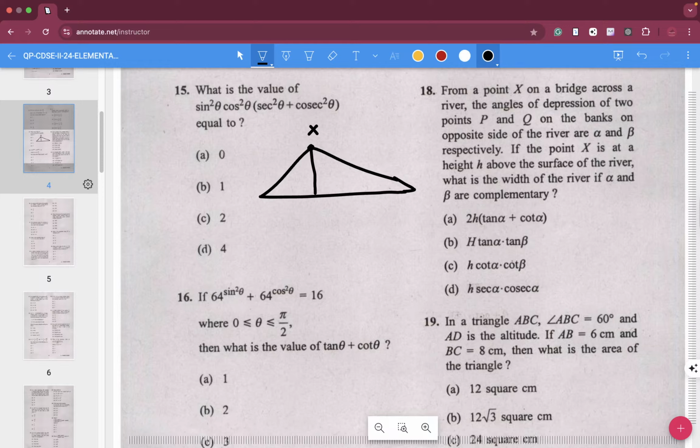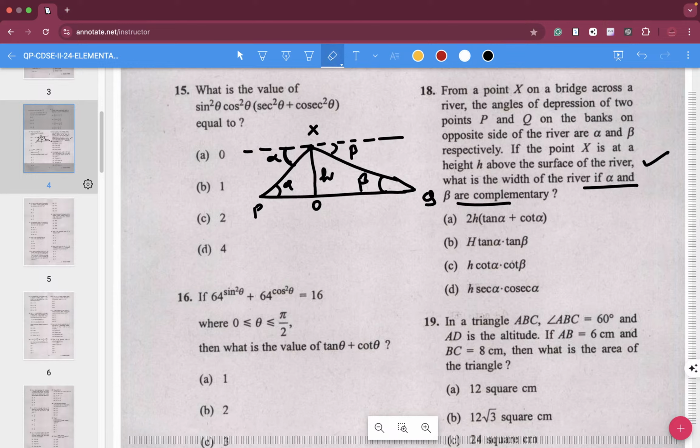The angle of depression of two points P and Q. Angle of depression is the angle with the horizon. This is alpha and this is beta, is what they are saying. So automatically this particular value will be alpha and this particular value will be beta, if the point X is at the height h. I'm calling this particular point O, h above the surface of the river. What is the width of the river if alpha and beta are complementary?